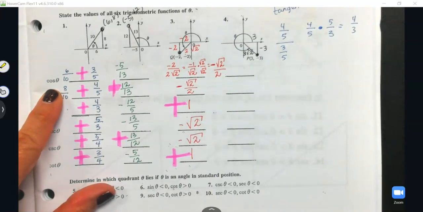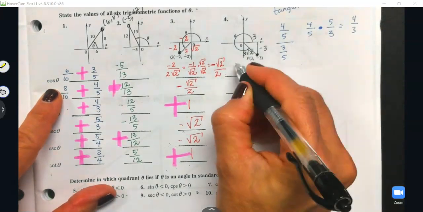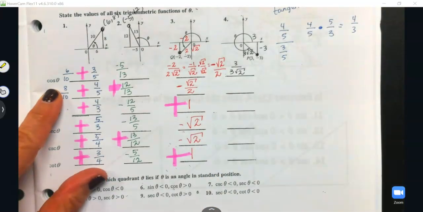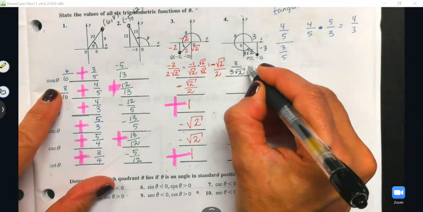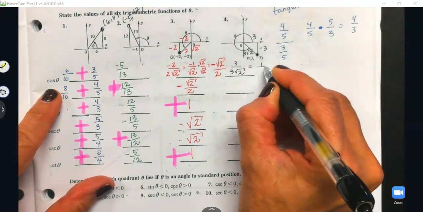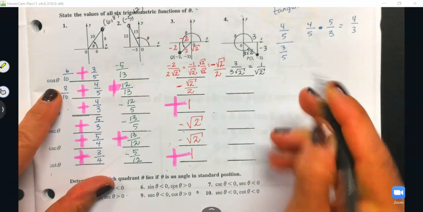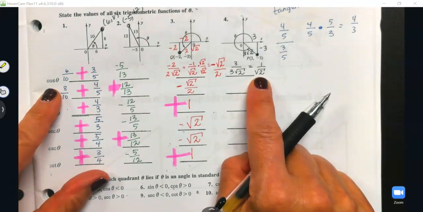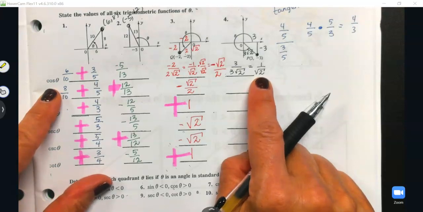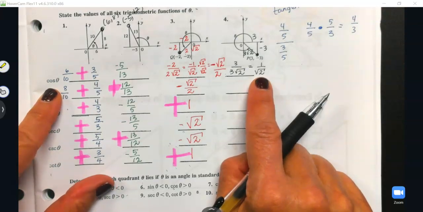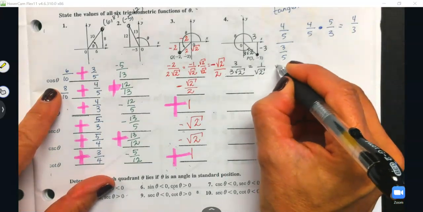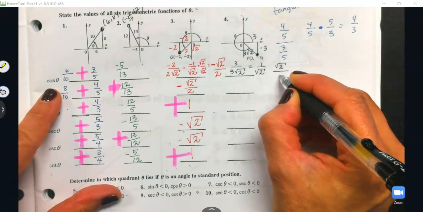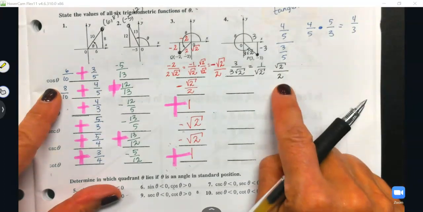Cosine is always x over r. 3 over 3 root 2. What happens to those 3's? Ooh, that's so ugly. We have to fix it. But it's important. We're going to flip that upside down later. Cosine is going to be root 2 over what? Yes. Good.